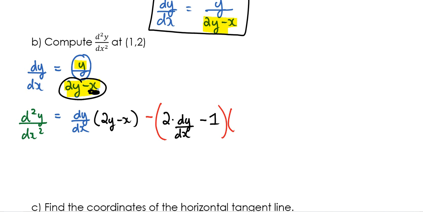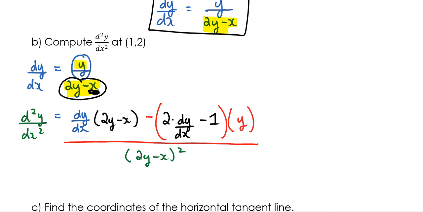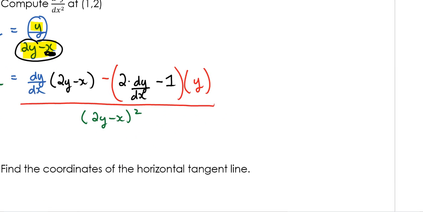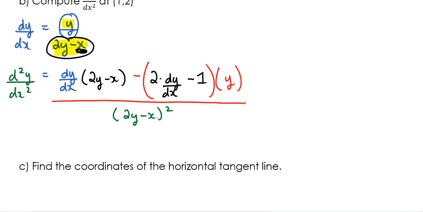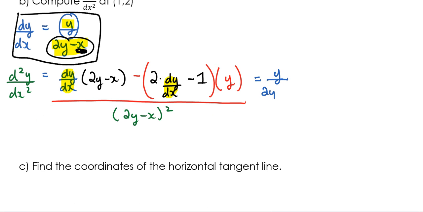And then I need to multiply by the numerator, which is y, all divided by the denominator squared. Okay, all right, so there's my second derivative there. Now, in order to finish off this problem here, whenever you see the dy by dx terms, you need to substitute that with the original answer from part A. So let me just go ahead and do the substitution step here. So dy by dx is the same thing as y divided by 2y minus x.